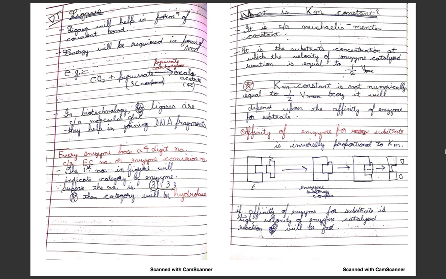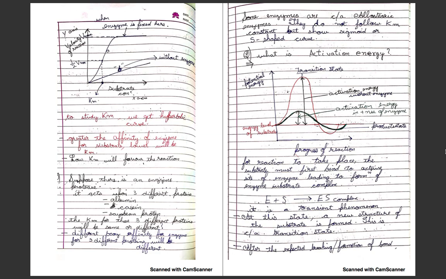Now, whatever the Km is, it corresponds to half Vmax, and Km is inversely proportional to the affinity of the enzyme for substrate. The higher the affinity, the lower the substrate concentration at which velocity would be half. Common sense. If the affinity of enzyme for substrate is high, the catalyzed reaction will be fast. Common sense.